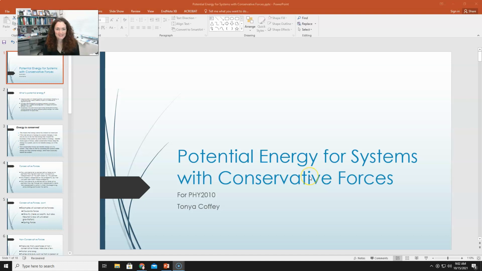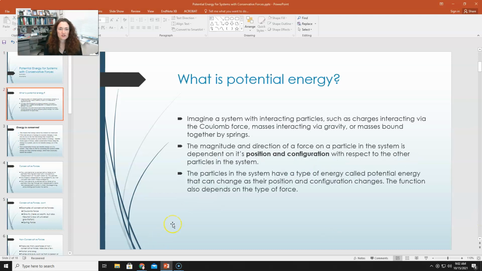Hi. In today's lecture, I'd like to talk to you about the potential energy for systems with conservative forces. So we're going to be deriving some of the potential energy functions and discussing some of the details of potential energy in this lecture. So first of all, what is potential energy?